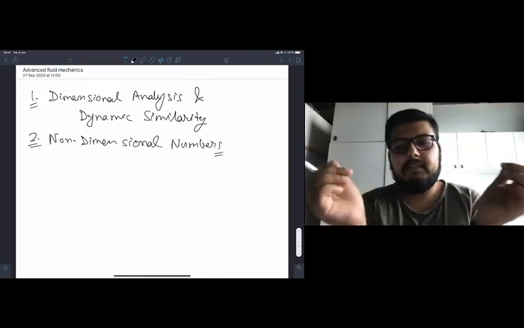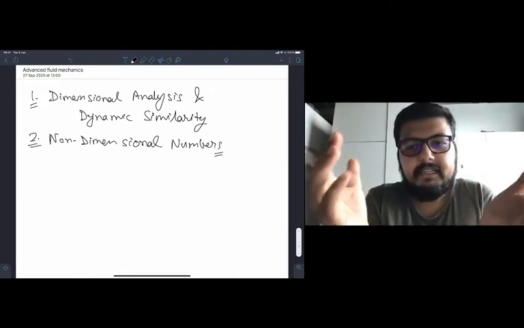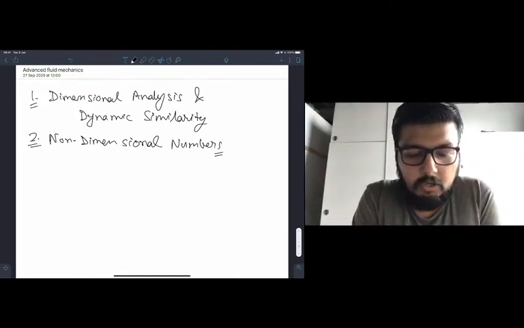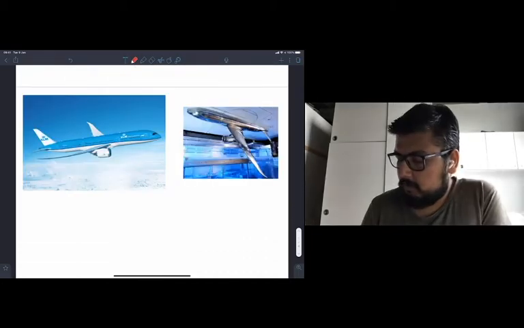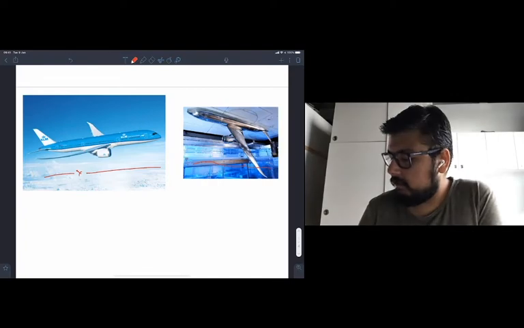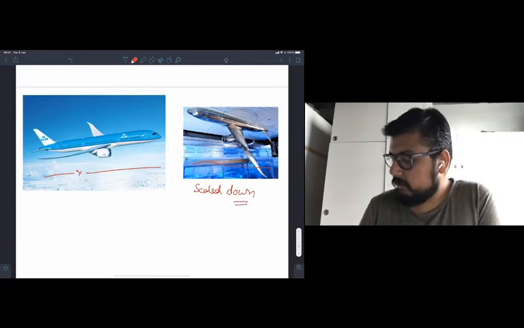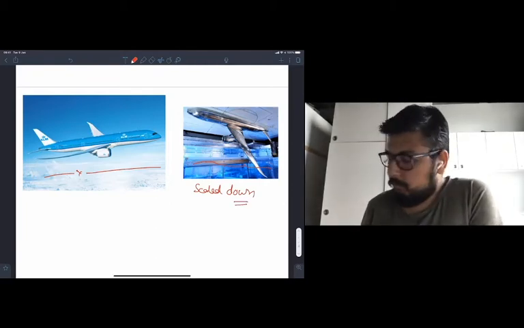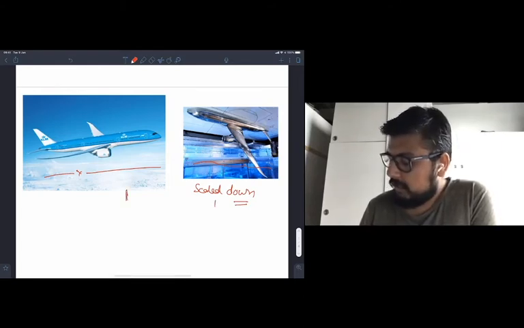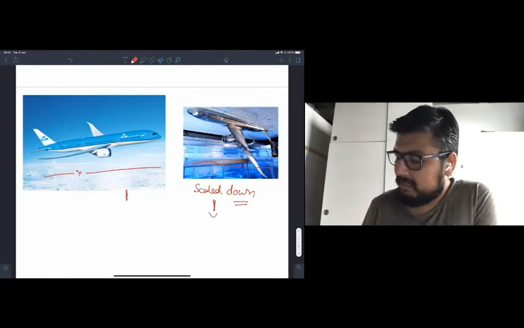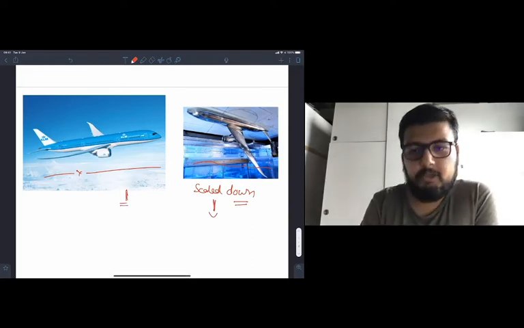So the underlying physics behind this dimensional analysis is that the laws of physics or the laws of nature are scale independent. So it doesn't matter whether you are looking at this aeroplane, which is flying in the sky, or if you are looking at a scaled down model in the lab. So this is a scaled down model, so the laws of physics are same. So it is always possible to maintain some dynamic similarity between these two cases, so that the results of our experiments in the lab can be used directly for designing an aeroplane, for example.